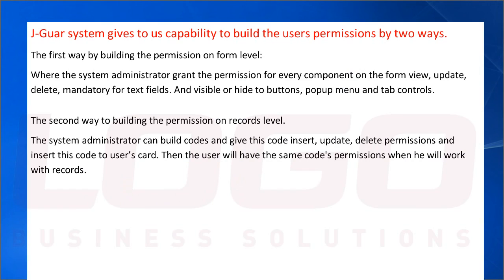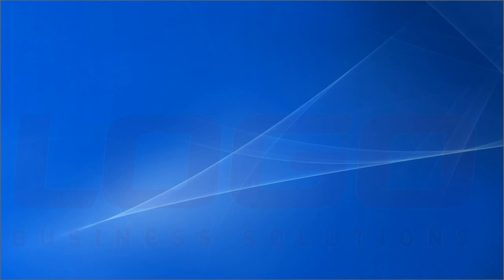The first way by building the permission on form level, where the system administrator grant the permission for every component on the form: view, update, delete, mandatory for text fields, and visible or hide to buttons, pop-up menu and tab controls. The second way to building the permission on records level. The system administrator can build codes and give this code insert, update, delete permissions and insert this code to user's card. Then the user will have the same code's permissions when he will work with records.